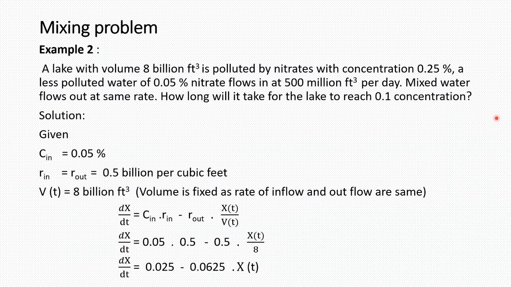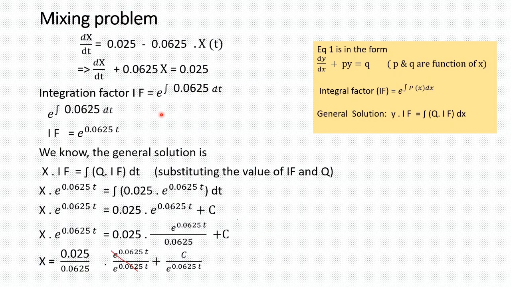Solution. Given, C in is equal to 0.05%, R in is equal to R out is equal to 0.5 billion cubic feet per day. It is converted to billion as volume is given in billions. Volume at time t, V(t), is equal to 8 billion cubic feet. Volume is fixed as rate of inflow and outflow is the same. dx by dt is equal to C in times R in minus R out times x(t) by V(t). Plugging in all the values and simplifying, we get this equation, which is a first-order linear differential equation.